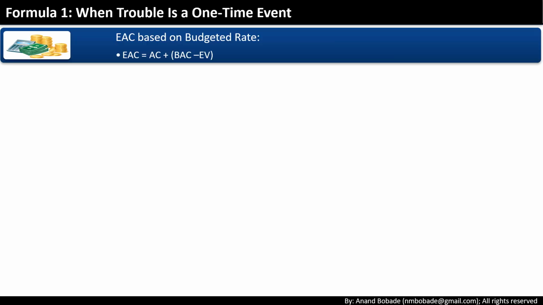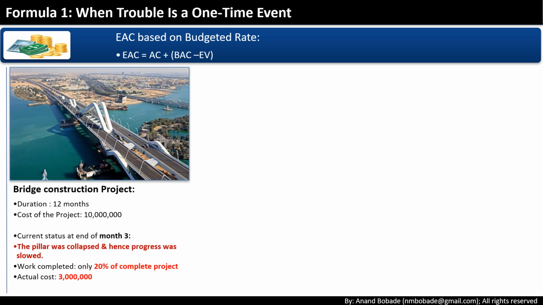When trouble is a one-time event, here's the first forecasting formula. EAC equals AC plus BAC minus EV. This is used when you believe the problem is a one-time event like our collapsed pillar. Once it's fixed, you assume the project will continue as originally planned.